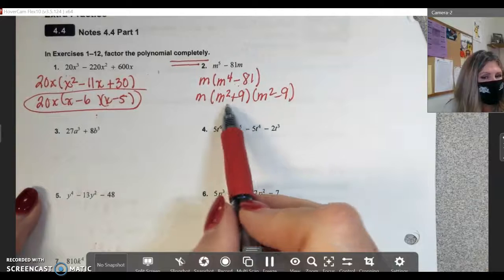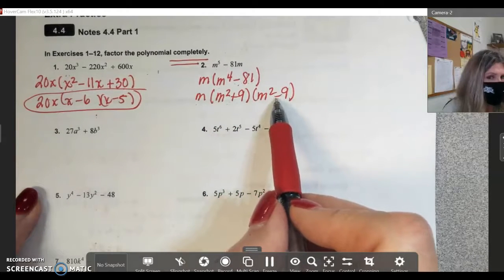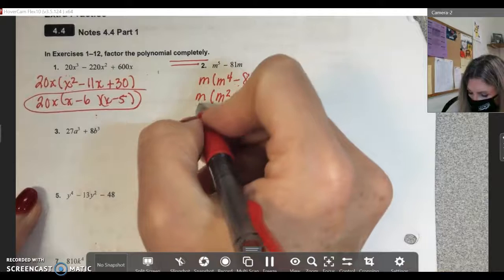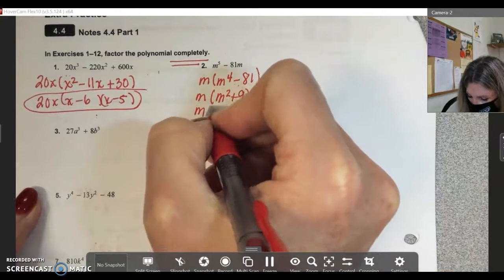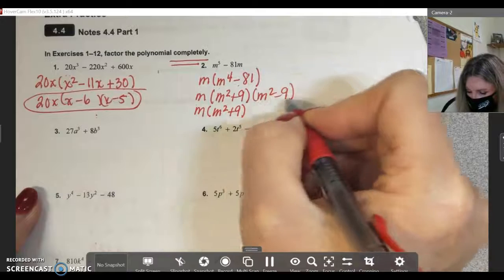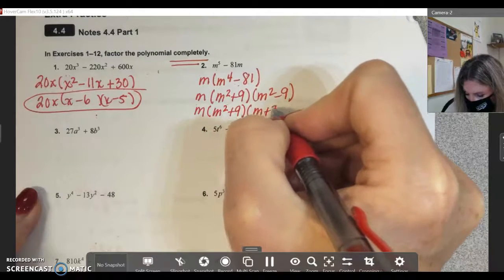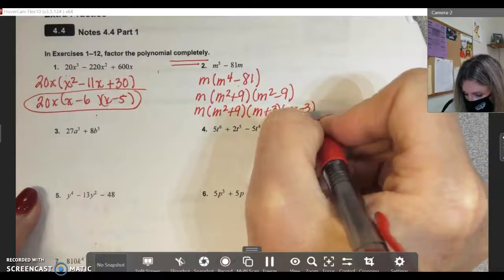Now, this and this are completely factored, but this is also what? Difference of two squares. So I have to carry down my second factor. And then how does this one factor further? Good job.